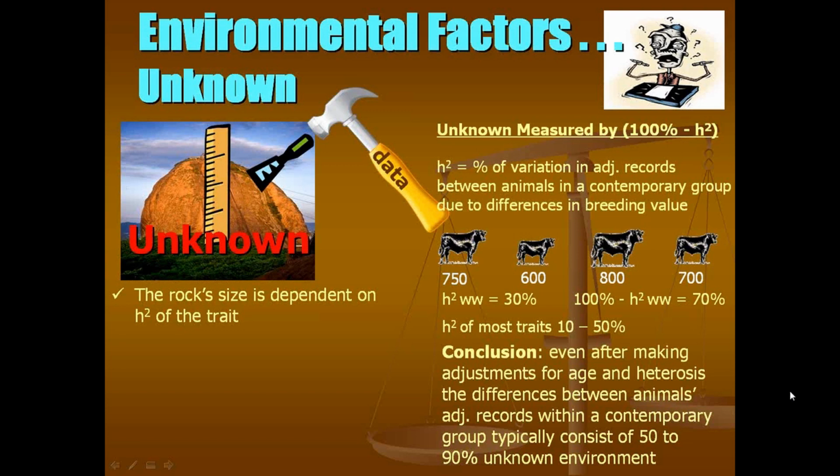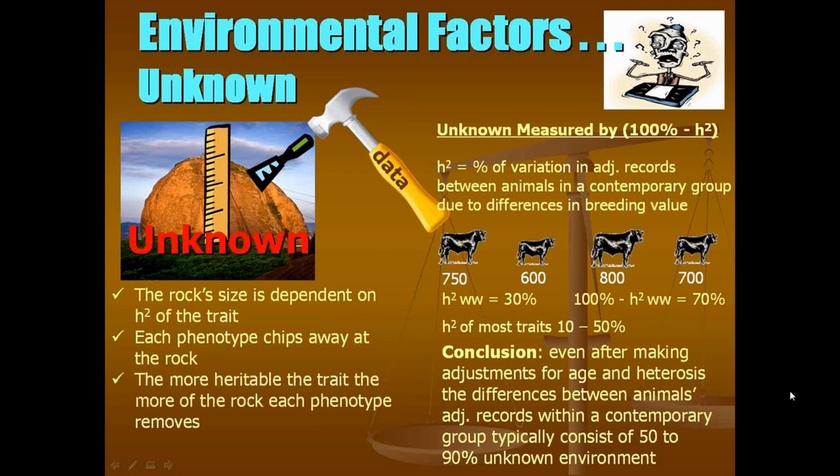So if we're talking about carcass traits, we're dealing with a smaller rock. If we're talking about calving ease or reproductive traits, we're dealing with a bigger rock. Okay? And each phenotype that comes in chips away at the rock. Each phenotype, as we send more and more data in on a sire, we get a better and better picture of that sire because we're chipping away at that rock. We're getting rid of more and more of the unknown environmental effect. Of course, the more heritable the trait, the more of the rock that each phenotype removes.